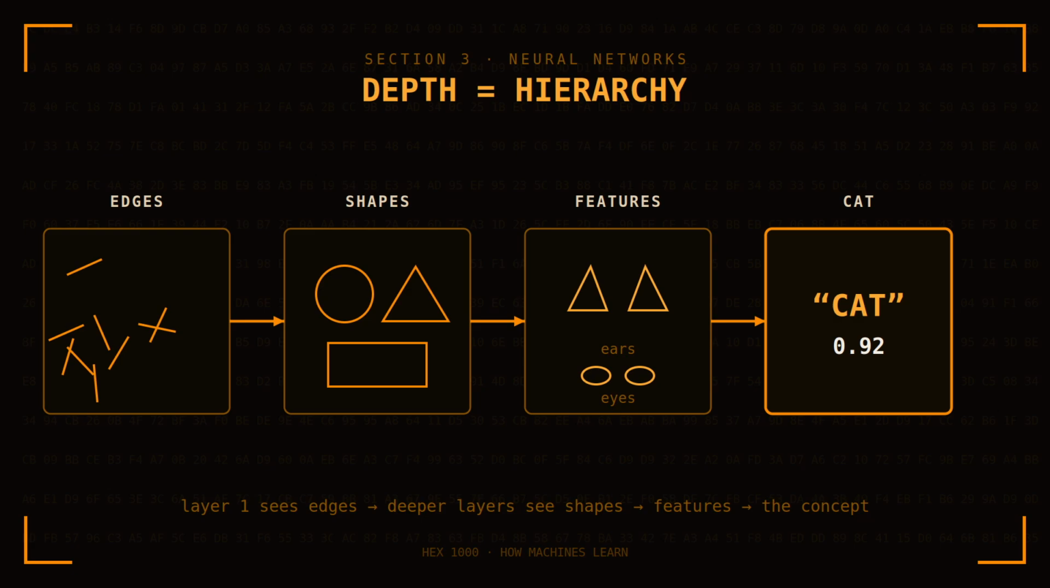Each layer learns to detect something more complex than the one before it. Show a network photos of faces, and the first layer might learn to detect simple edges. The next layer combines edges into shapes, a curve, a corner. The next combines shapes into features, an eye, a nose. The final layers combine features into whole concepts. This is a face, and it belongs to this person. Simple patterns built into complex understanding, layer by layer.